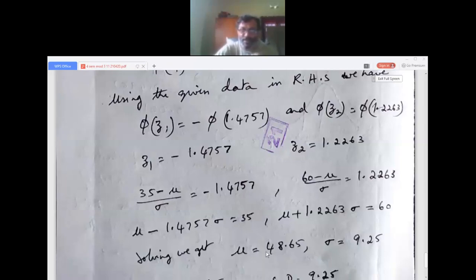You can find out the value of sigma. Once you get the value of sigma, I might be correct, so just check it. Don't write the values which I have given; I might be right or wrong. Just check it: 9.25.